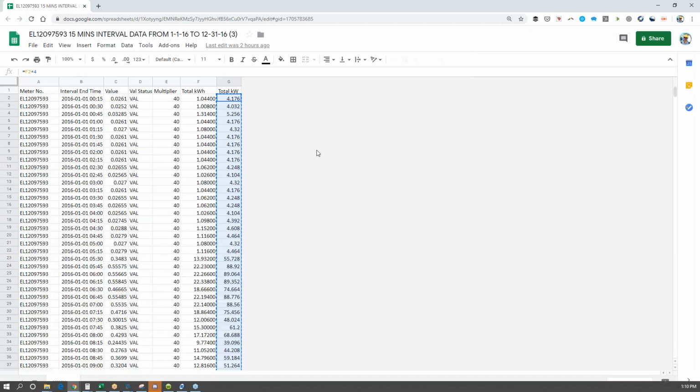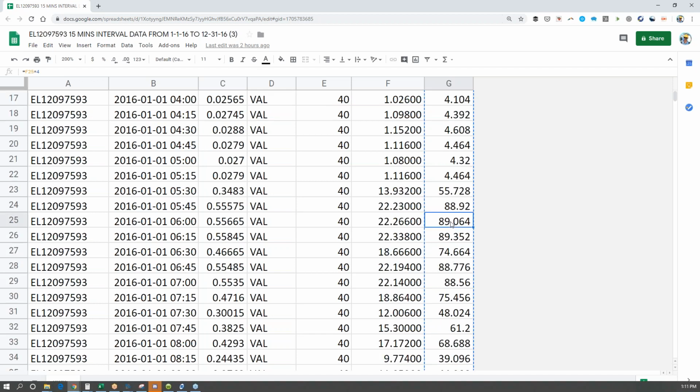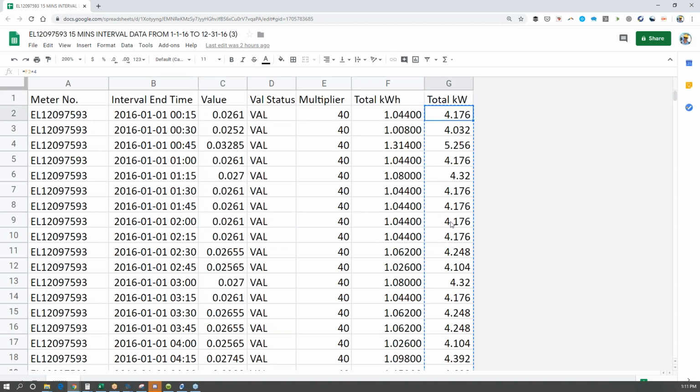This is how interval data commonly comes from a power supplier. And so I've gotten this interval data for this facility for the entire year of 2016. And so I see this facility has a 4 kilowatt draw at midnight on January 1st. And then I see that by 6 a.m. on January 1st, the power has risen to 90 kilowatts.